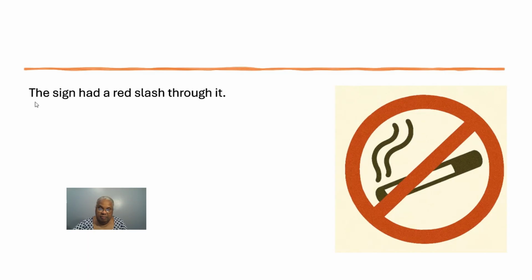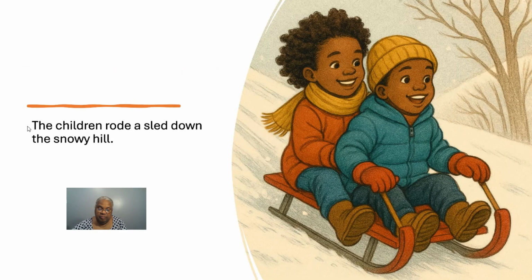Ready? Let us begin. The sign had a red slash through it. Now, listen to what slash means. It means a quick cutting line. A red slash on a sign means no or stop. Let's read the sentence together.